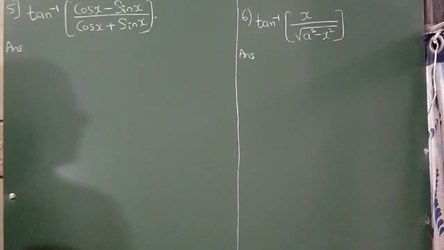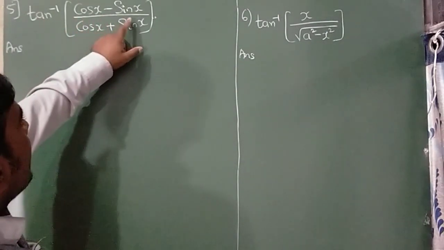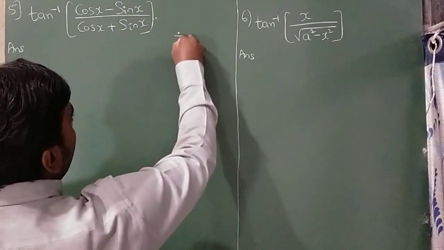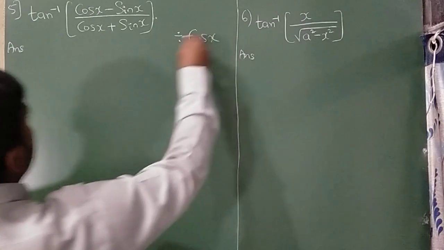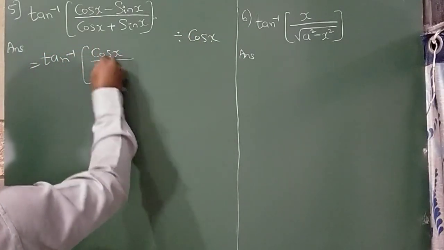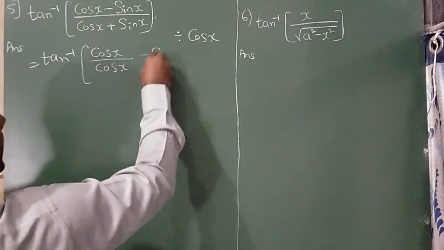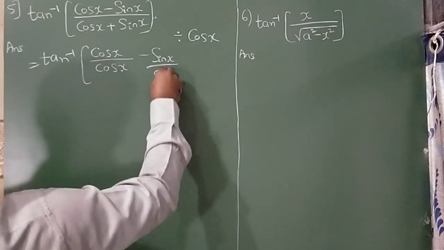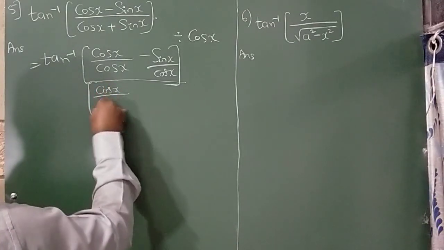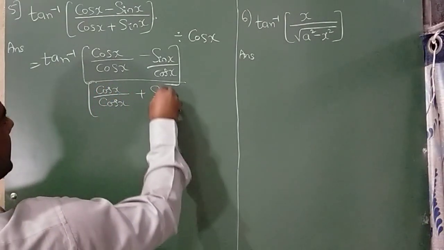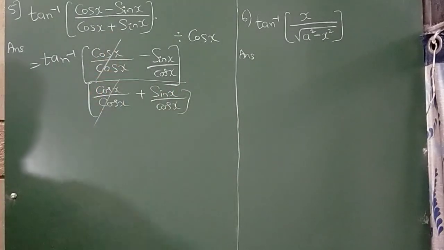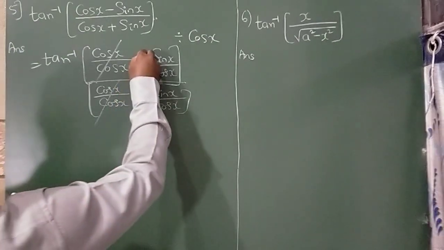Now fifth question. Tan inverse of (cos x minus sin x) divided by (cos x plus sin x). Now divide each term by cos x. So tan inverse of cos x upon cos x minus sin x upon cos x. Again, cos x upon cos x plus sin x upon cos x. The cos and cos get cancelled.